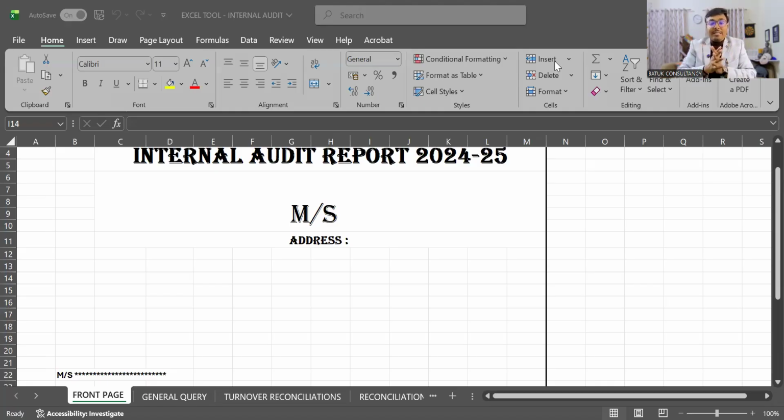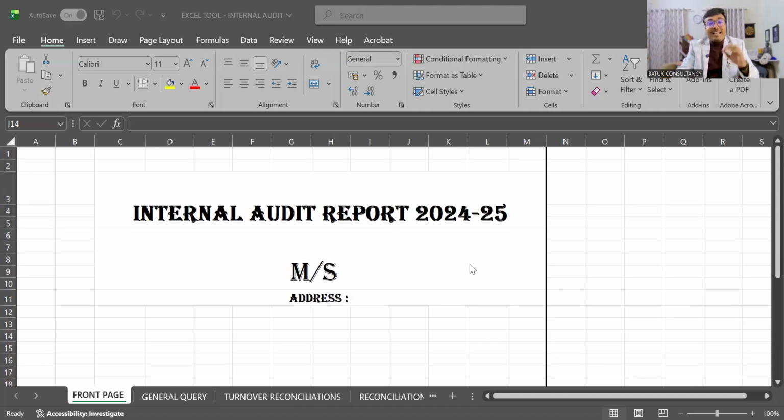From this Excel tool, you may generate the PDF file easily. You just need to click generate PDF, and the PDF will be generated. Or you may provide this Excel file as it is to your client, or you may keep this Excel file in your office for your records.